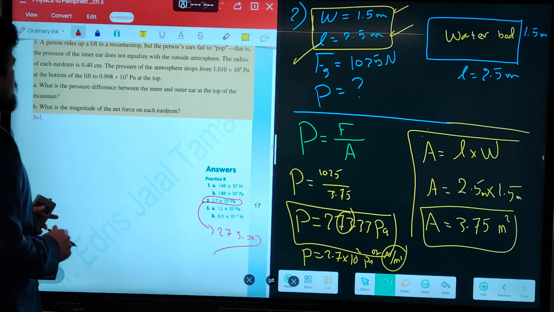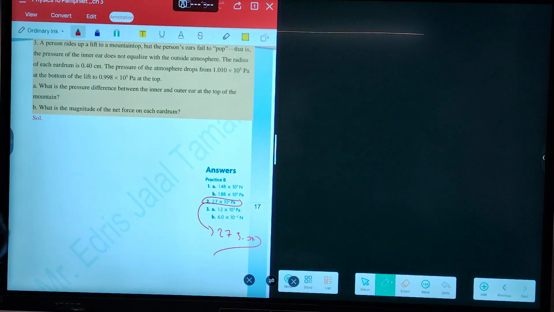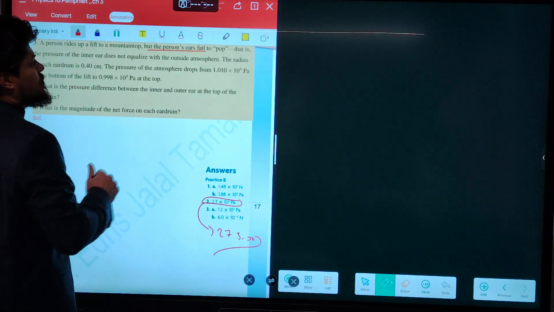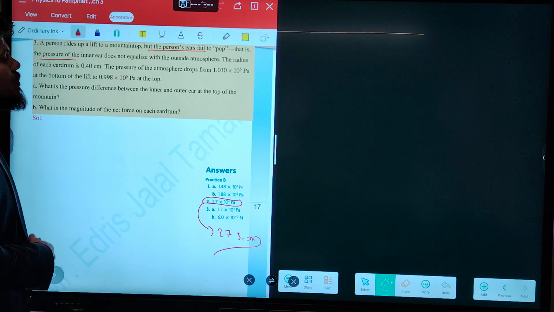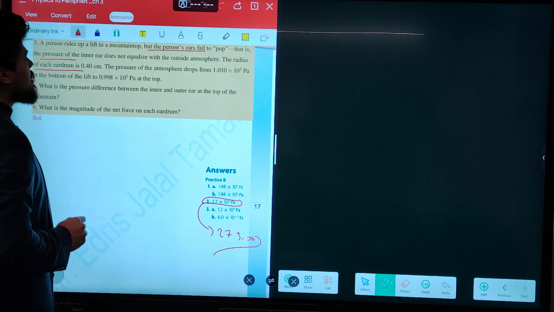Question 3. Look at question 3. A person rides up a lift to a mountain top, but the person's ears fail to pop. That is, the pressure of the inner ear does not equalize with the outside atmosphere. The radius of each eardrum is 0.4 centimeter.